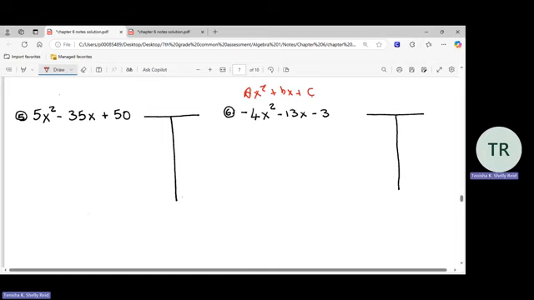Something weird happens when the a term is negative. So if the a term is negative, you need to factor out the -1 first, or any other number you can. So between 4, 13, and 3, the only thing I could factor out is the -1. I'm going to do -1, and then for x squared minus 13x minus 3.